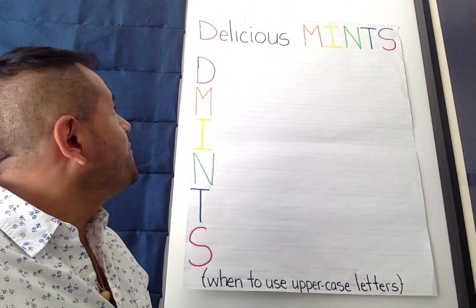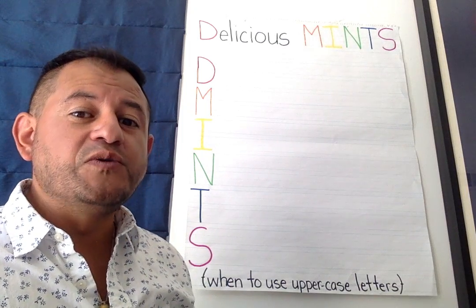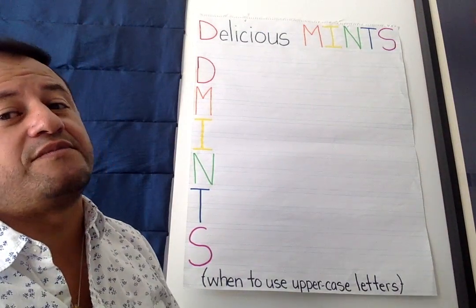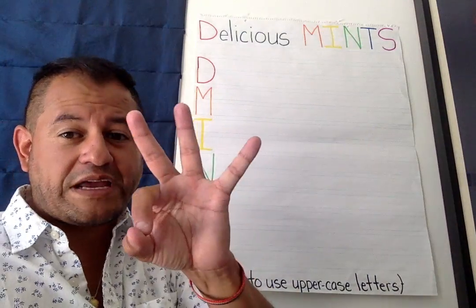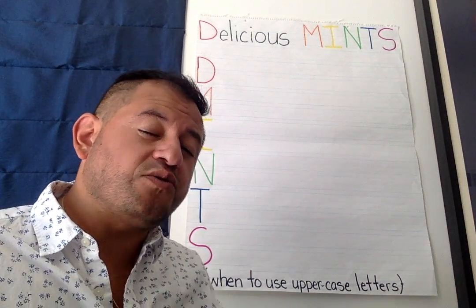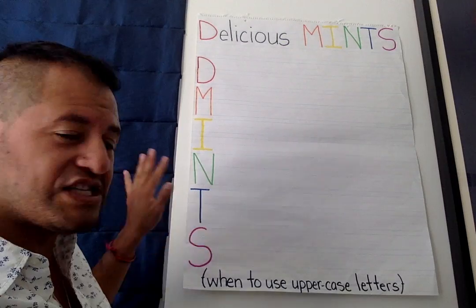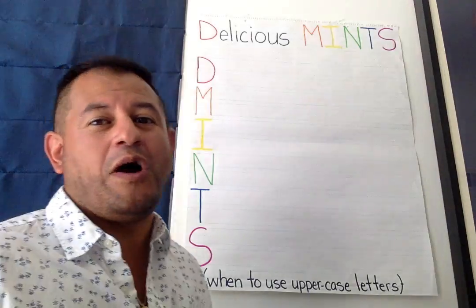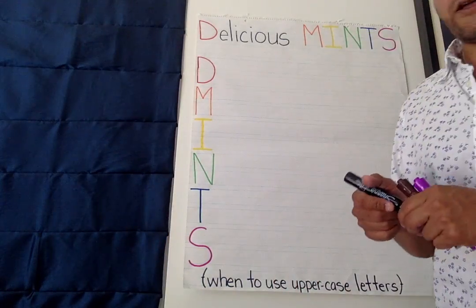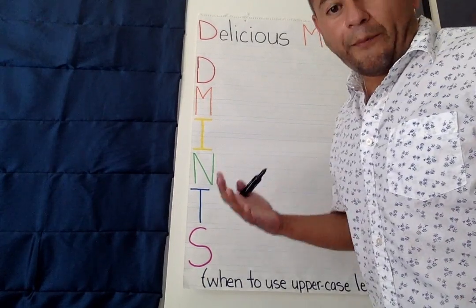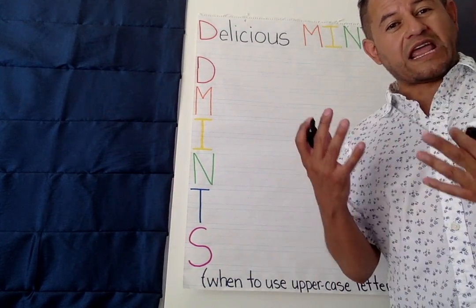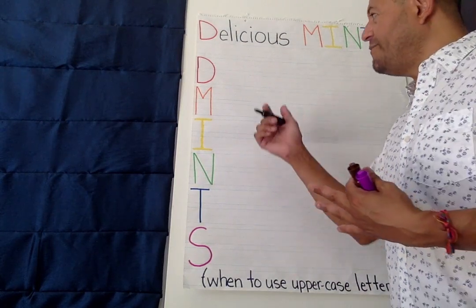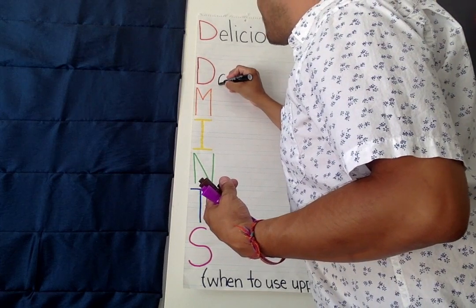Okay, friends. So when we have capital letters, we use them 1, 2, 3, 4, 5, mostly 6 times, okay? I'm going to show you 3 today. Not all 6. We're going to do 3 today, and then we're going to do the next 3 next week, okay? So the first one for delicious, well, that D stands for something, okay? We use capital letters or uppercase letters when we are naming the days of the week. Any of our days, okay? So D is going to stand for days.